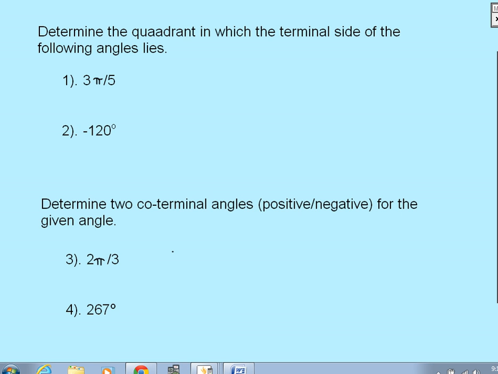Alright, here is your review for your test on section 5.1, everything with radians and degrees. First, finding out what quadrant we're in. Remember, we have quadrant 1, 2, 3, and 4. And to find out what they are, let's start with degrees. Even though it's negative, if I go negative, I'm going negative 90, negative 180, negative 120, somewhere in between there, so that's quadrant 3. 3 pi over 5, I'm going my normal direction.